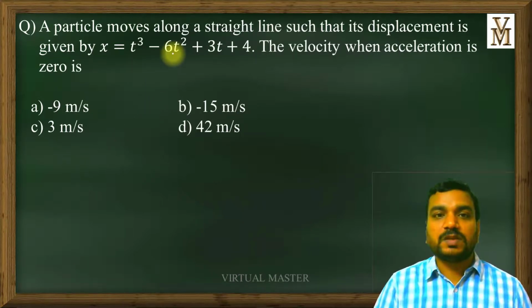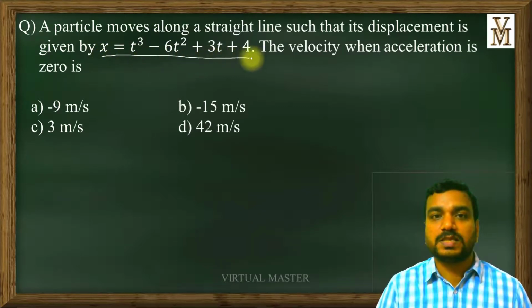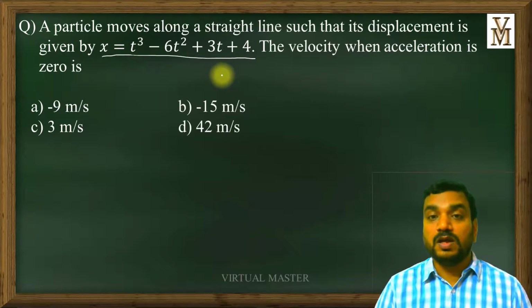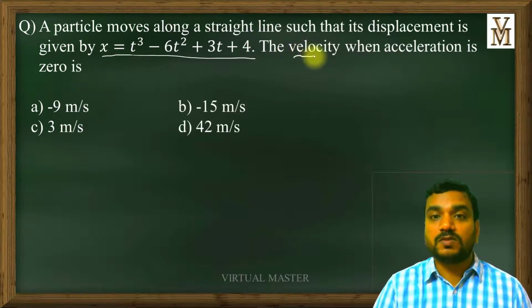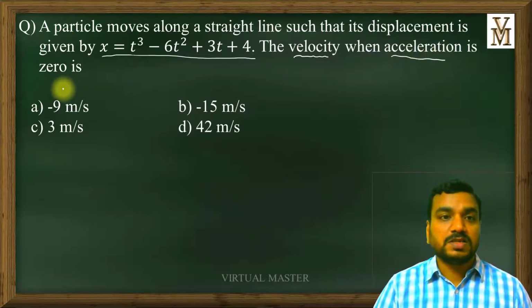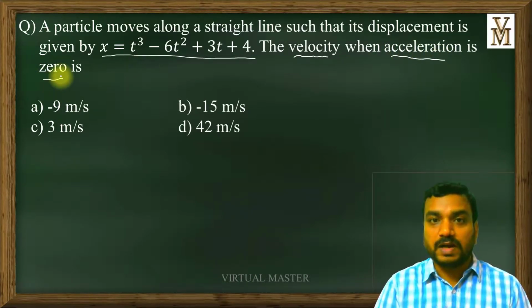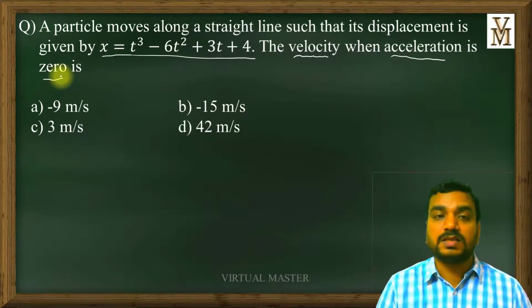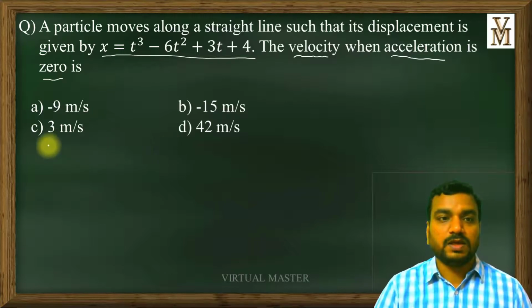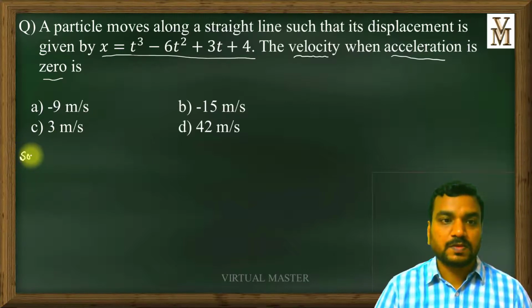The displacement of the particle which is moving along a straight line is given, that is x equals t cube minus 6t square plus 3t plus 4, and we have to find the velocity of the object when the acceleration of the object is 0. Okay. Now we have to find the velocity of the particle when the acceleration of the particle is 0, and the four options are given here. Okay, let us solve this.